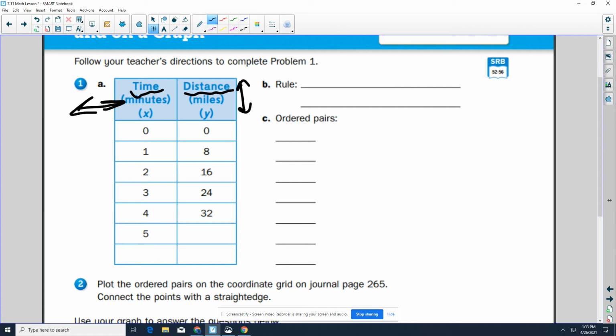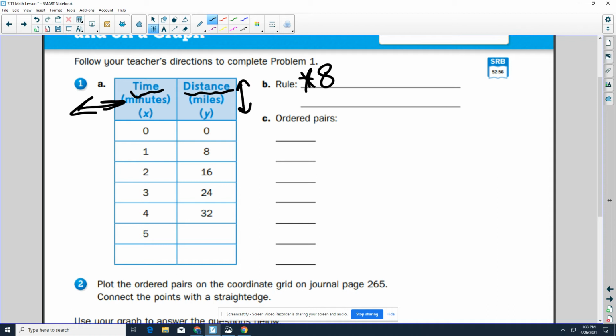Okay, so let's look at our rule here. 0 and 0 doesn't work. 1 times something equals 8. So let's see, 1 times 8 equals 8. 2 times 8 equals 16. 3 times 8 is 24. 4 times 8 is 32. So I think the rule here is to multiply the n by 8.